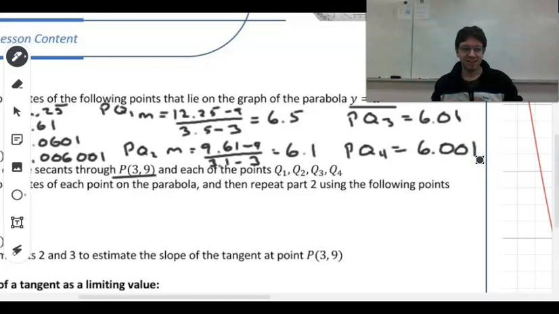So it looks like the slope of these secants, as Q gets closer and closer to P, those slopes are getting closer and closer to 6.